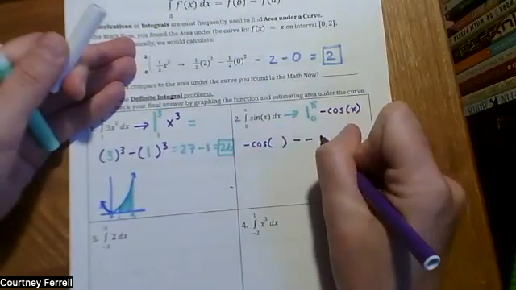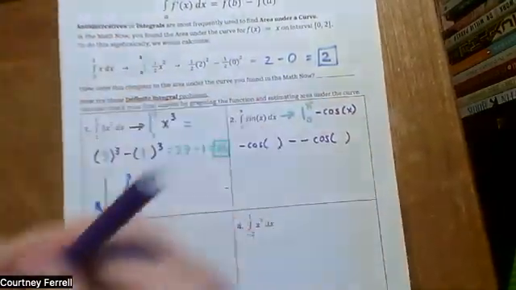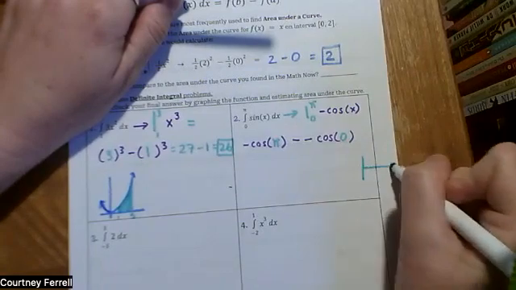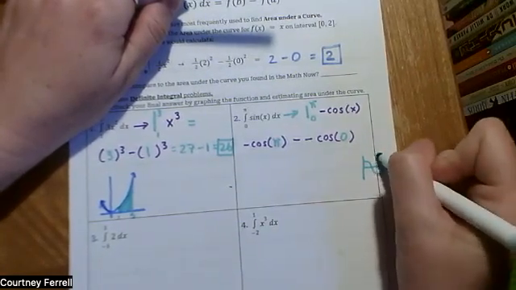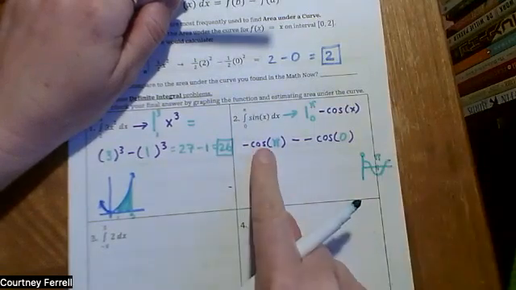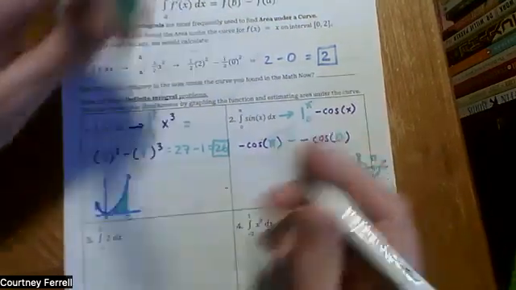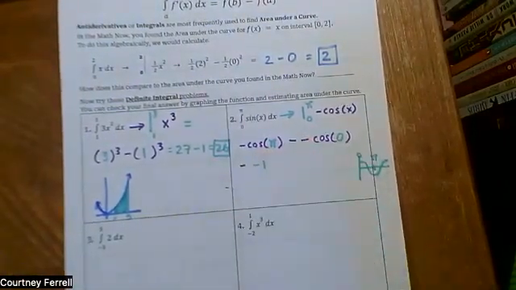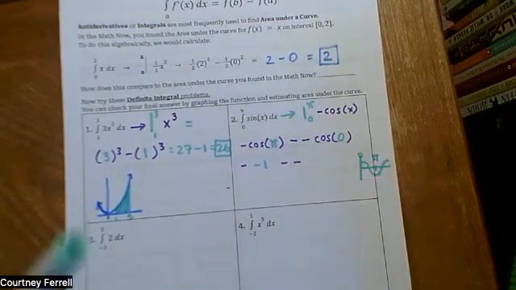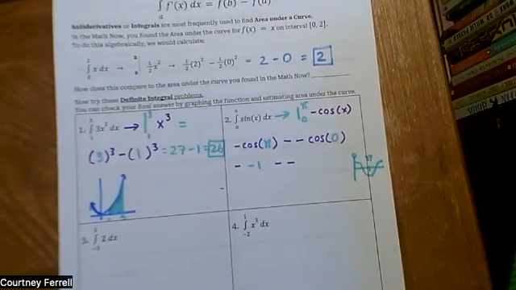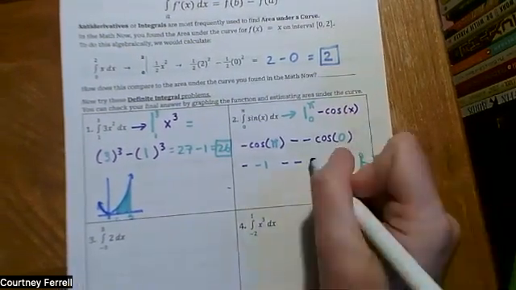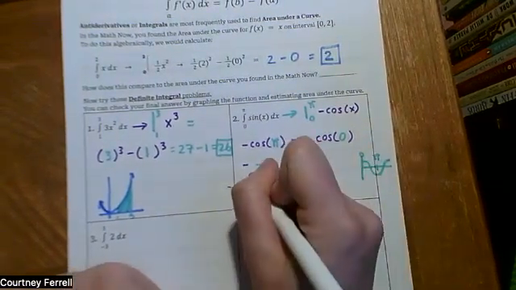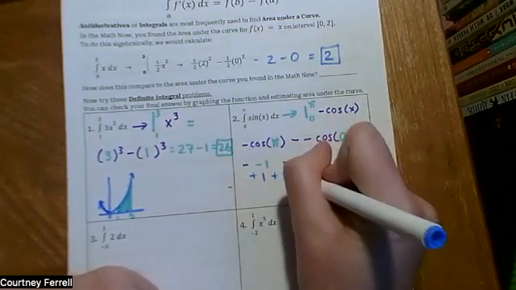minus plugging in. We're maybe not sure. We could just draw our little cheat sheet on the side to remind ourselves that cos of pi is -1. But don't forget, there's already a negative sign here. And cos of 0 is 1. Cool. All right, let's deal with these negatives. These come together to give us 2.